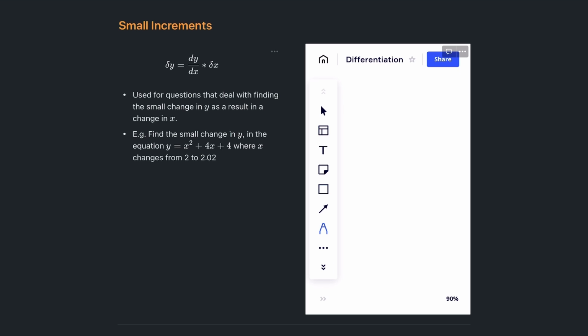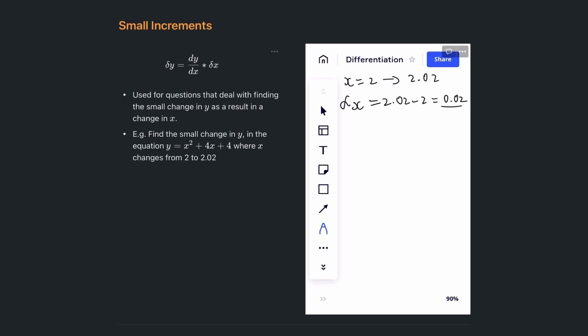Basically, you use it in questions where they ask you to find the change in y when there's a change in x. So let's look at this example: find the small change in y in the equation y equals x squared plus 4x plus 4, where x changes from 2 to 2.02. So our x goes from 2 to 2.02, which means our small change in x is 2.02 minus 2, which is 0.02.